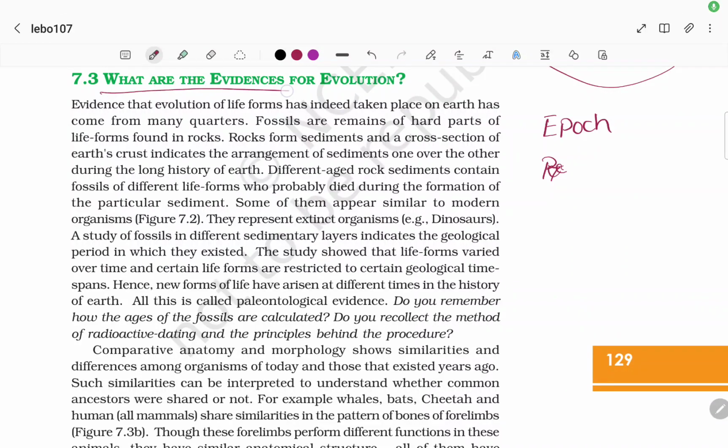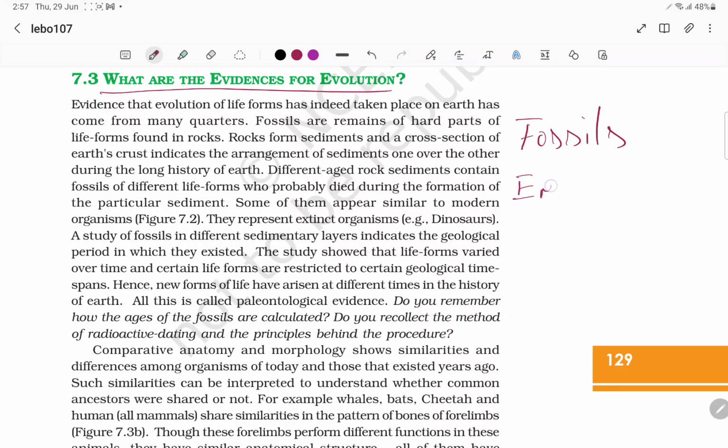Talk about evidences for evolution. So what are the evidences? Mainly, remember, for the evidences of evolution, we should have regarding fossils. Fossils are very important evidences of evolution. And next, embryological evidences.